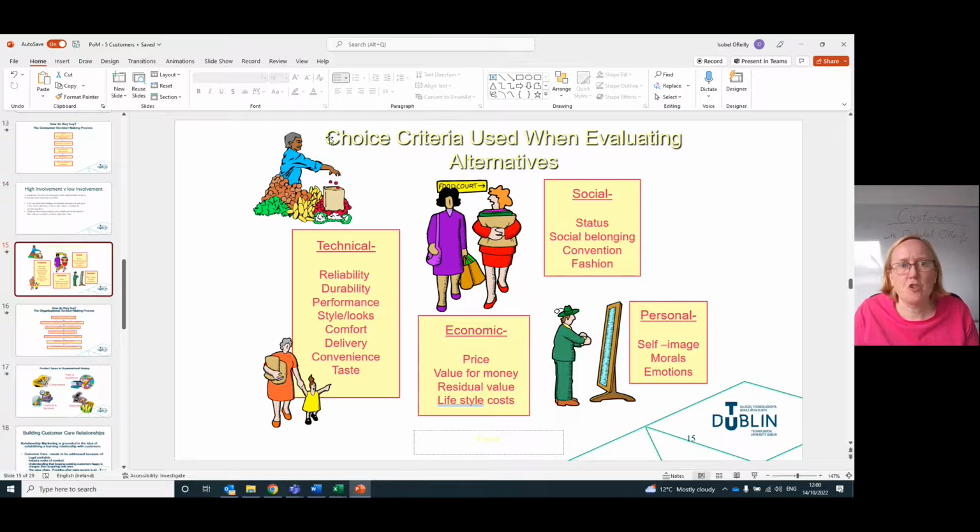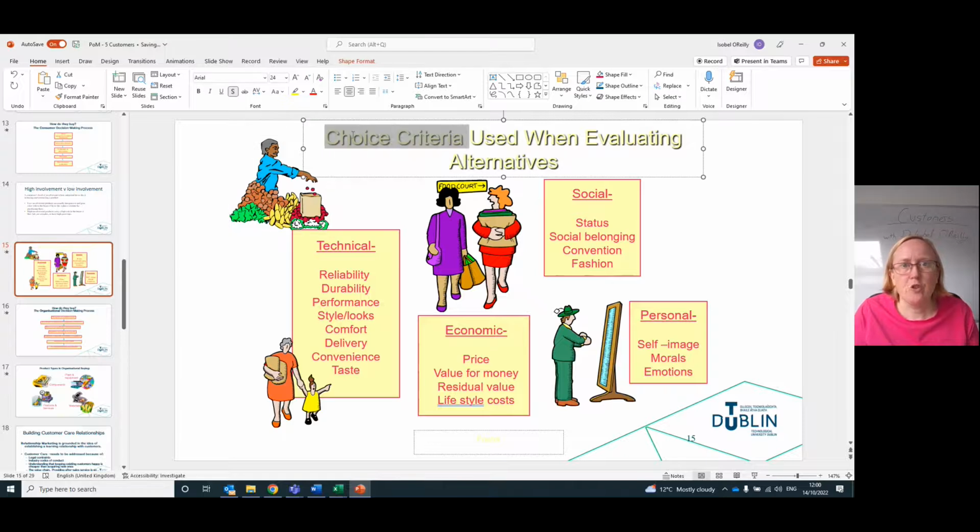Now, moving on, we mentioned choice criteria before. Choice criteria when evaluating alternatives depends on the product category, but it can range from technical, so performance, comfort, delivery, all that sort of stuff, economics in regard to value for money and price and so on, social, status and belonging, or personal, self-image, morals, emotions. Buying green, for example, fits with your personal principles.